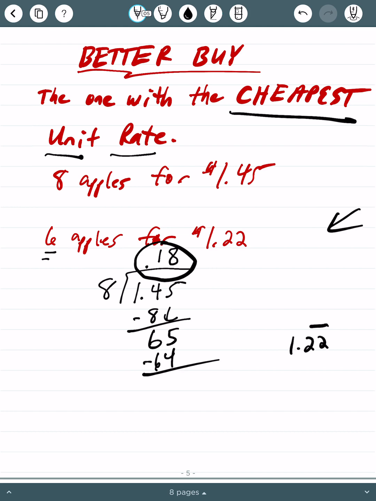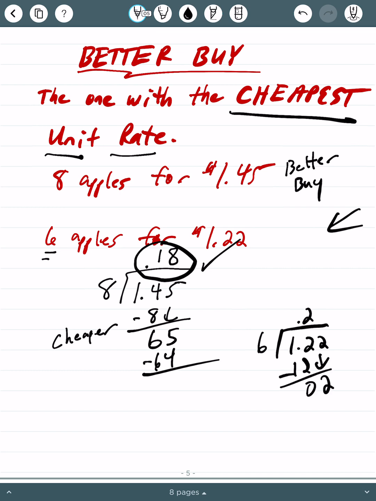Maybe I won't. Over here, you get $1.22 for 6 apples. Oh, watch this. 6 goes into 12 2 times. It does not matter what the next number is. These are 20-something cents. These are 18 cents. These are cheaper. Okay, so your better buy is actually this one because you're getting them cheaper. You're getting them for 18 cents each. And down here, well, let's just do the math and see what it is.